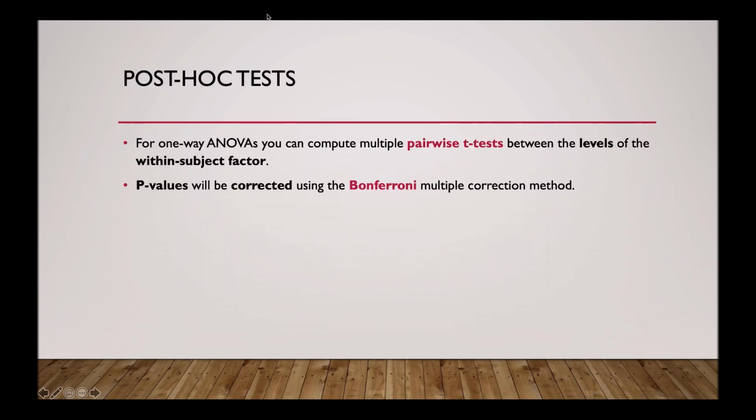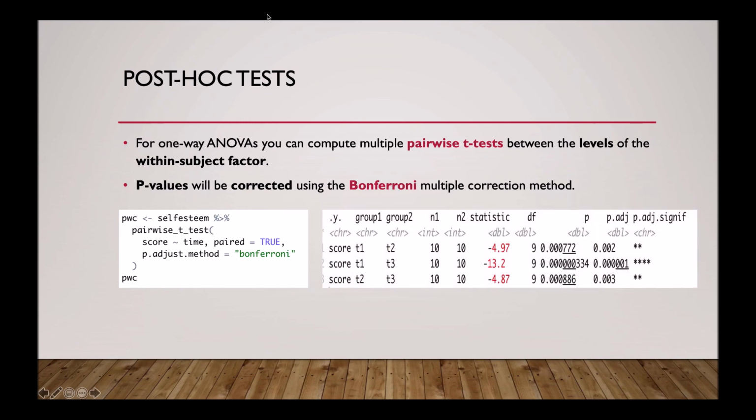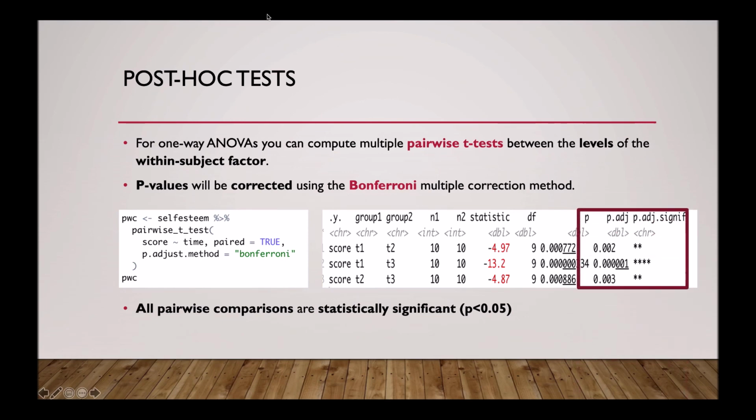And finally, because of our significant finding, we will need to run some post-hoc tests to see where the significant difference lies. For one-way ANOVAs, you can compute multiple pairwise t-tests between the levels of a within subject factor. Due to multiple comparisons, we will correct the p-values using Bonferroni correction. You can calculate these comparisons by using the following piece of code. And here are our results. As you can see, all pairwise comparisons are statistically significant, indicated by the p.adj column here.